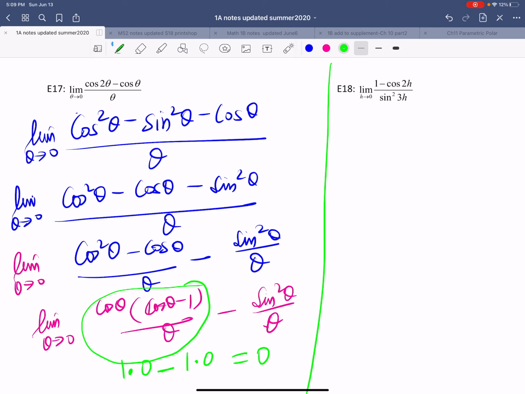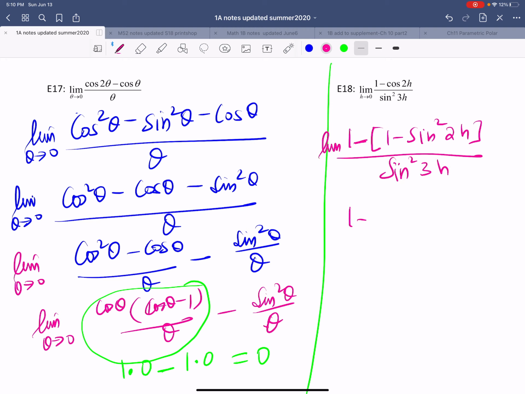Now we have 1 minus cosine 2h over sine squared 3h. How can we handle 1 minus cosine 2h? I need to have 2h in there. Okay, let's break cosine 2h. Cosine 2h, I can write it as 1 minus sine squared 2h. Okay, we still have the limit as h goes to 0. Do not drop the limit. The limit as h goes to 0 of 1 minus (1 plus sine squared 2h) over sine squared 3h.